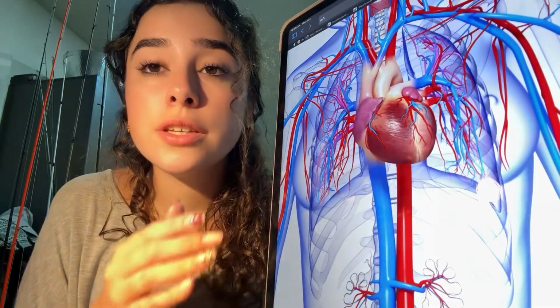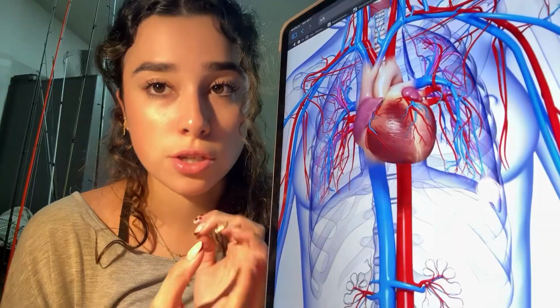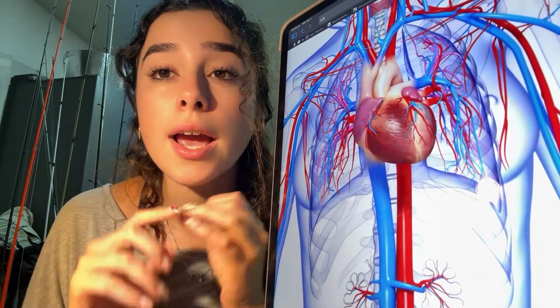In conclusion, the conductive system of our heart is such a crucial part of our cardiovascular system as well. Without it, we wouldn't be able to initiate or coordinate any electrical activity going through the heart, depriving us of being able to pump blood in and out of it.